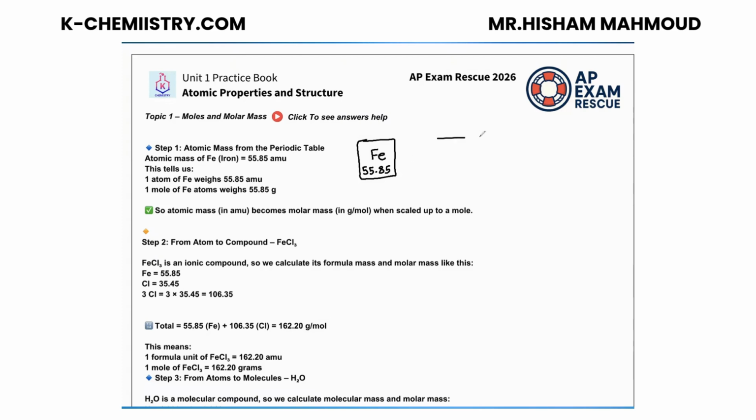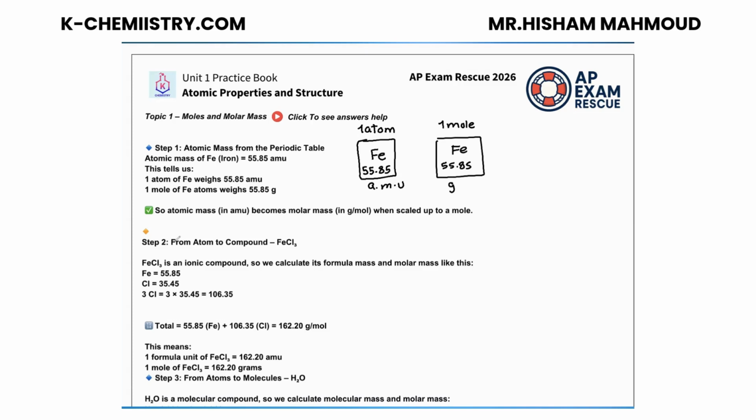But if we want to know the mass of 1 mole, this is for one atom, atomic mass unit 55.85, and for 1 mole, it is 55.85, but this time not in atomic mass units, it will be in grams. So 1 mole of iron atoms weighs 55.85 grams.